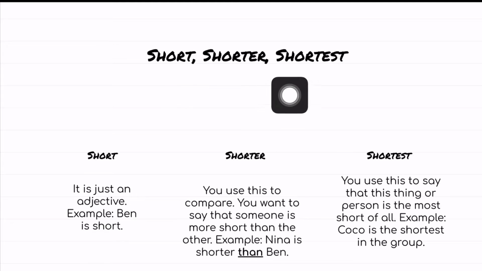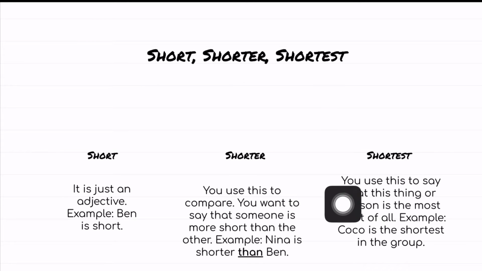So short, shorter, shortest. Short is an adjective. Example: Ben is short. So the adjective is short, and it's talking about Ben, which is the proper noun. Shorter, you use this to compare. You want to say that someone is more short than the other. Example: Nina is shorter than Bam. So you're saying that Nina is more short than Bam. You're comparing Nina and Bam. So that's what we mean by shorter.